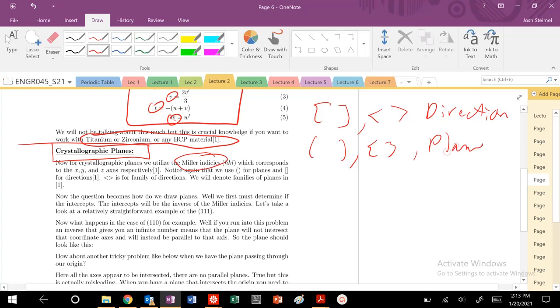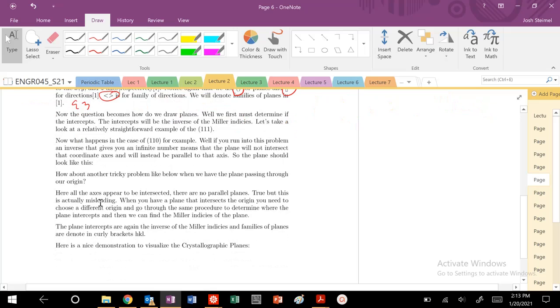So this is for planes. Make sure, again, these are for planes, these are for directions, these are for families of directions, and planes with my squiggly brackets. So now, how do we draw planes? This is going to be a little bit different and probably a little less intuitive than it was for our directions. So we have to follow a procedure with several steps.